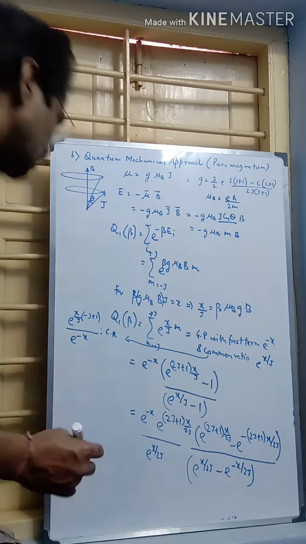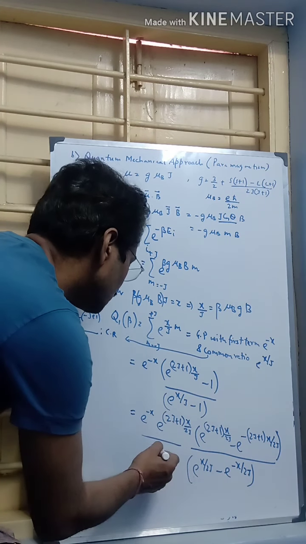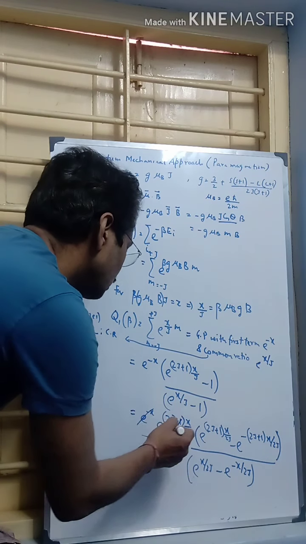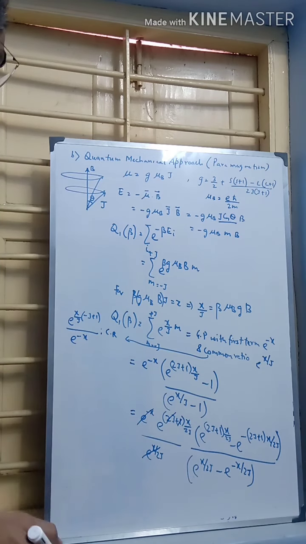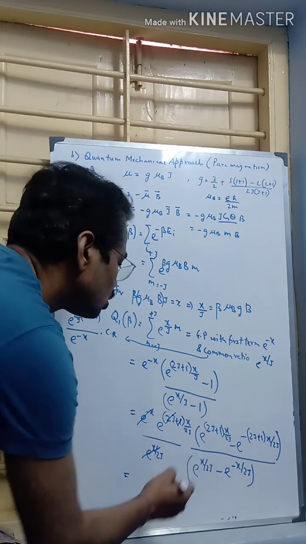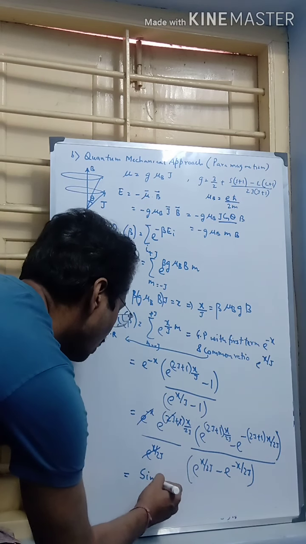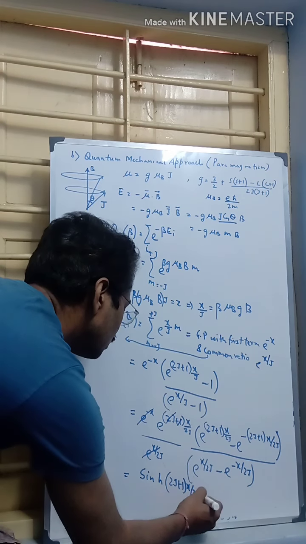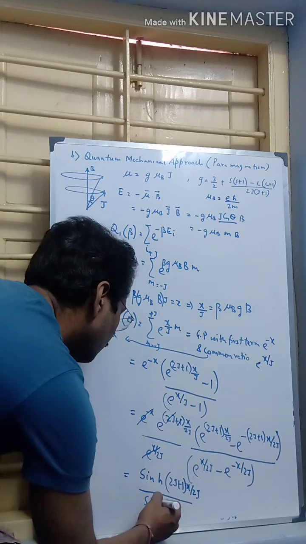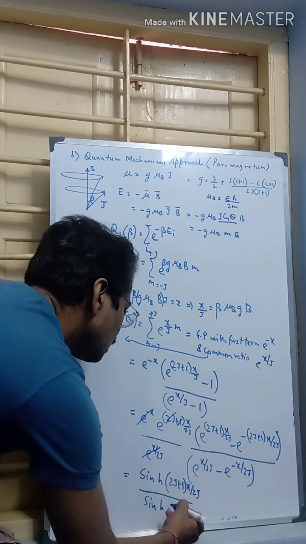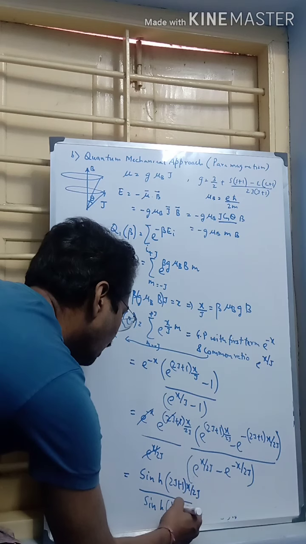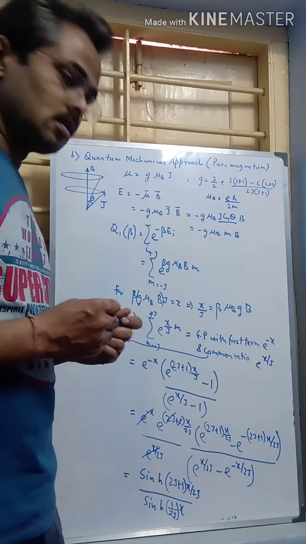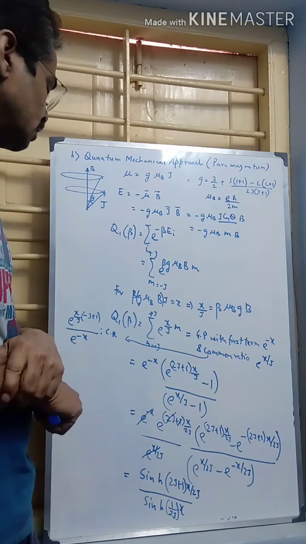So we can see that this x by 2j cancels with this part, and this also cancels with this part. So we are left with 2 sinh((2j+1)x/2j) and sinh(x/2j). So this is our one particle partition function.